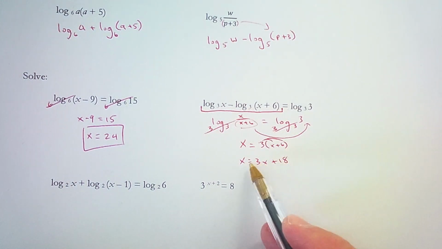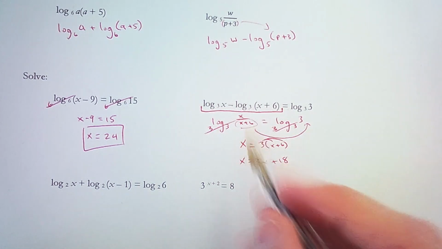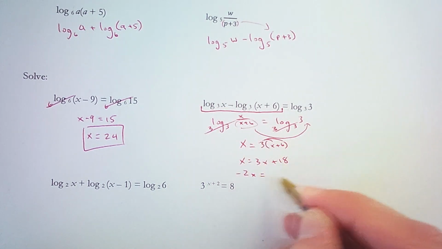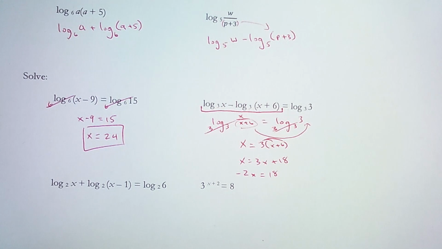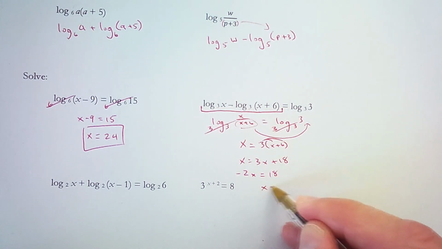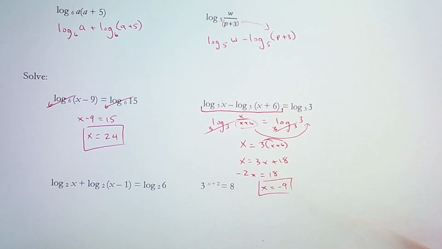Now I'm going to subtract 3x from both sides. x minus 3x is negative 2x, and that equals 18. And then I'm going to divide by negative 2, and 18 divided by negative 2 is negative 9.